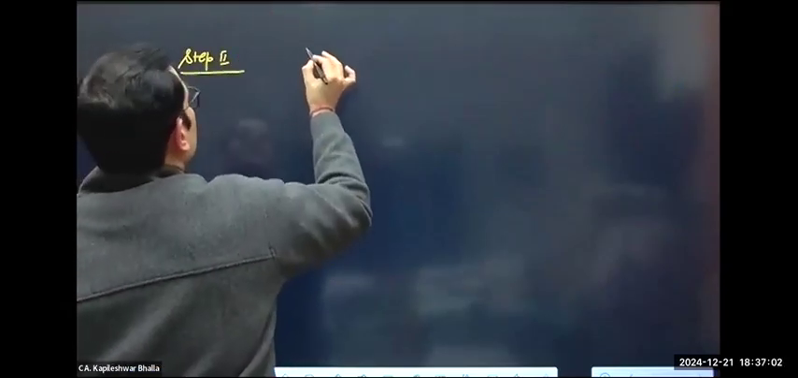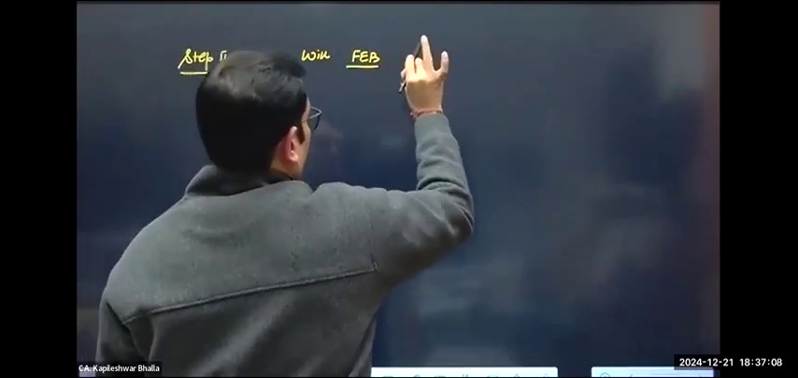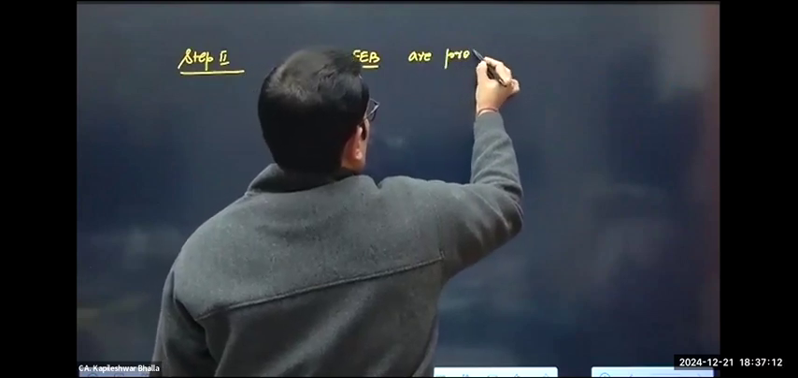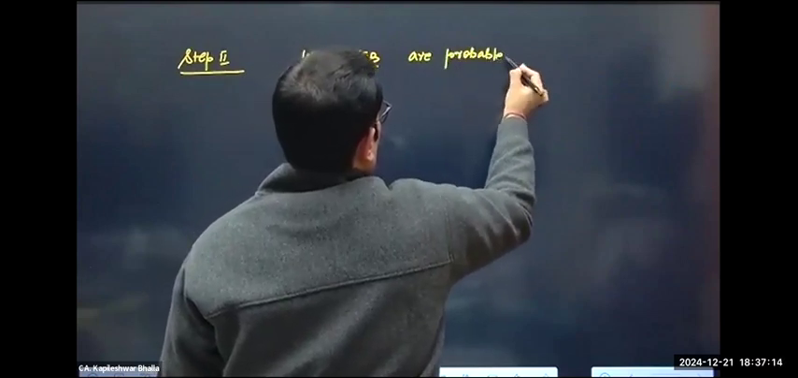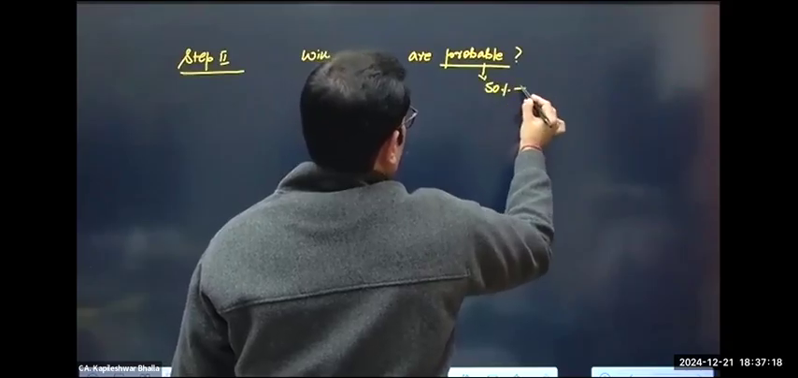Then we go to step number 2. Now, in terms of step number 2, which is again a part of the asset definition, we need to see whether future economic benefits, FEB, are probable. When I say probable, it means the probability of benefit is more than 50%.